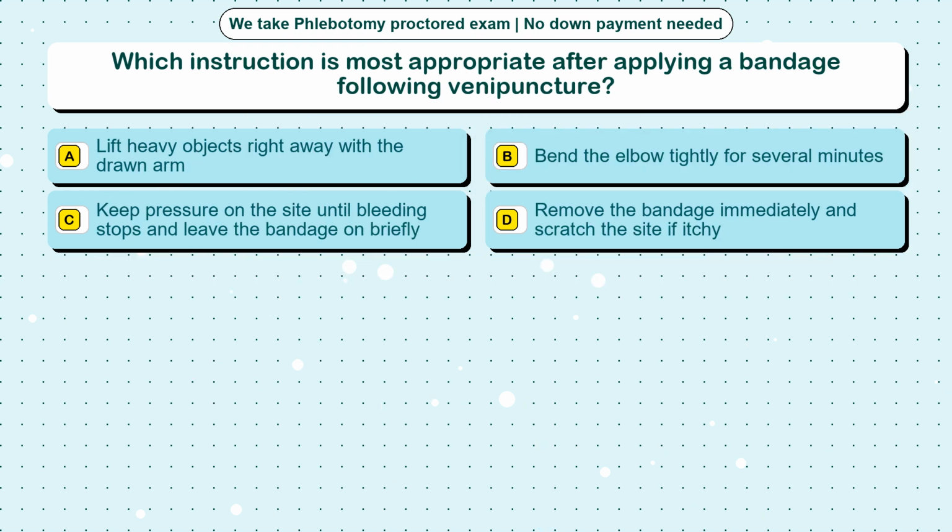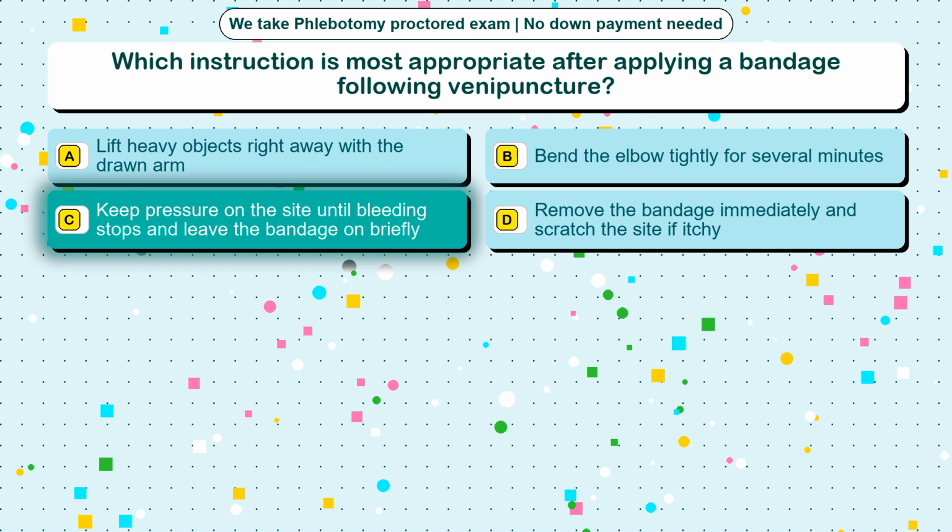Question 61. Which instruction is most appropriate after applying a bandage following venipuncture? Option A, lift heavy objects right away with the drawn arm. Option B, bend the elbow tightly for several minutes. Option C, keep pressure on the site until bleeding stops and leave the bandage on briefly. Option D, remove the bandage immediately and scratch the site if itchy.